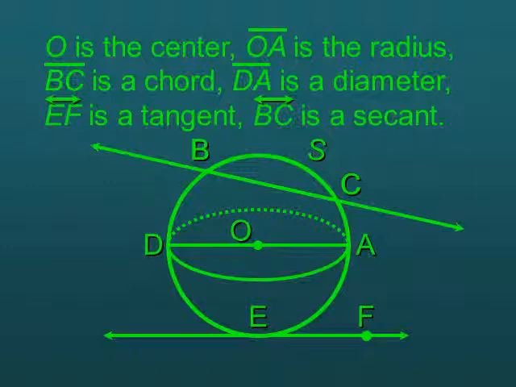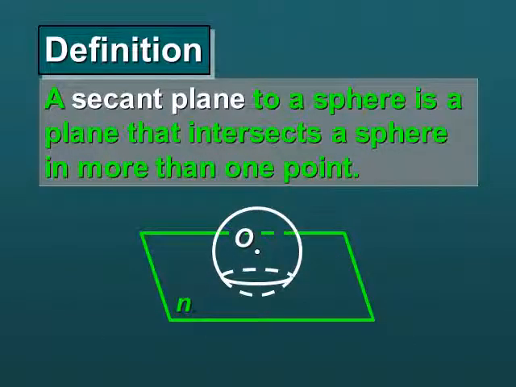So let's talk a little bit about a secant plane. A secant plane to a sphere is a plane that intersects the sphere in more than one point. If you look carefully at the figure here, the intersection would look like I am cutting the sphere, and the plane that would remain is a circle.